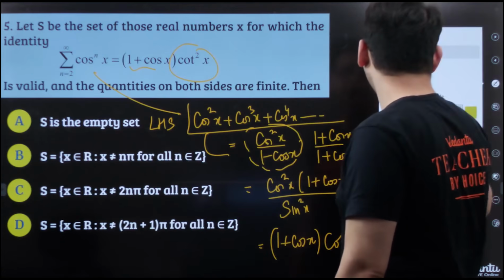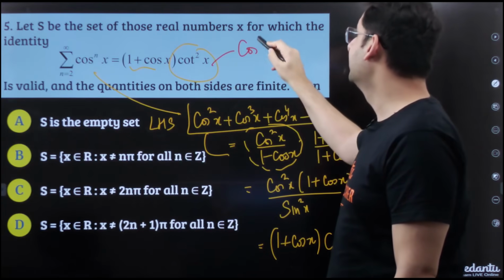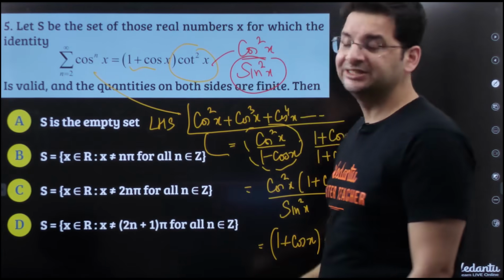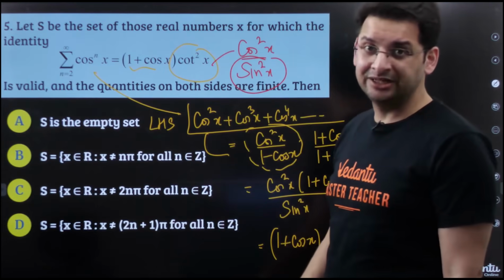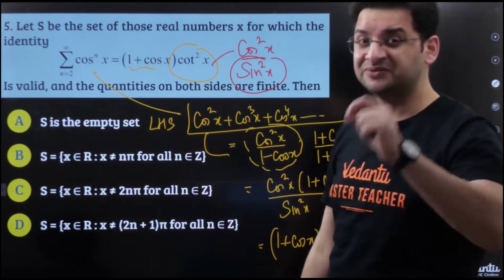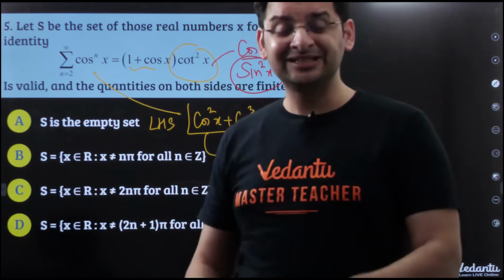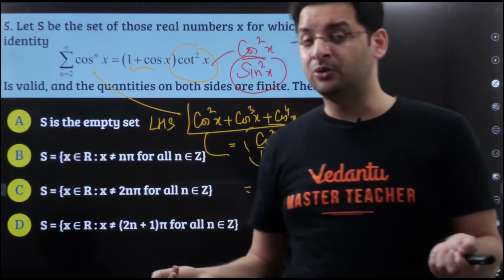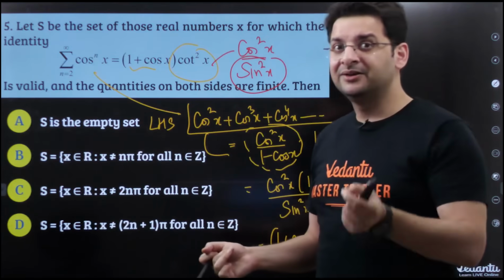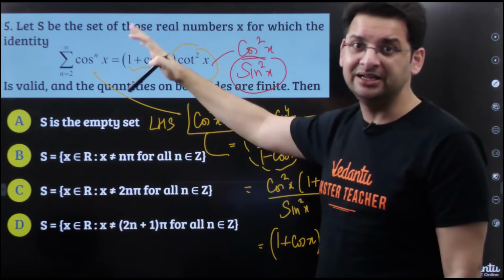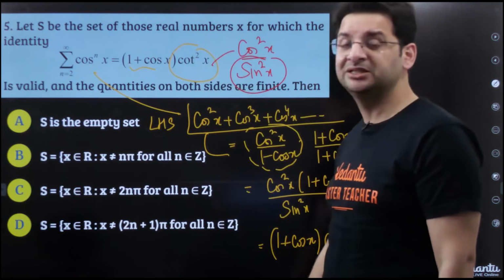So cot x is cos upon sin. Cos square x upon sin square x. And again, clearly this is not 0. Sin x is not 0. This is the only condition, because if sin x is 0, the right hand side is not going to be defined. As simple as that. Since this is an identity, it is always going to hold true apart from the condition that all the things in the given equation should be defined.